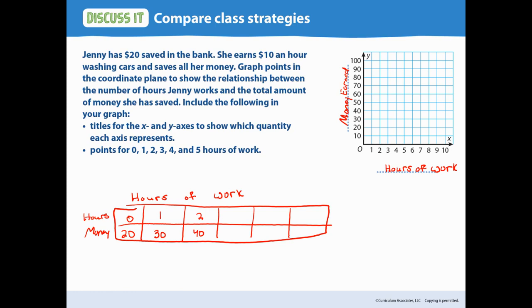I want you guys to go and finish this chart. Not only do I want you to finish the chart, but I want you to take this information and data and chart it on your coordinate plane. So go ahead and pause the video, finish out the chart. I want you to go through 5 hours of work there. Take those 6 coordinates, plot them, and connect them so that we can look at the data.